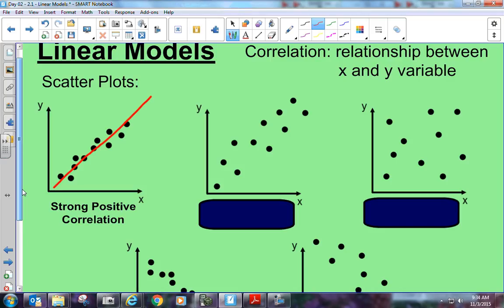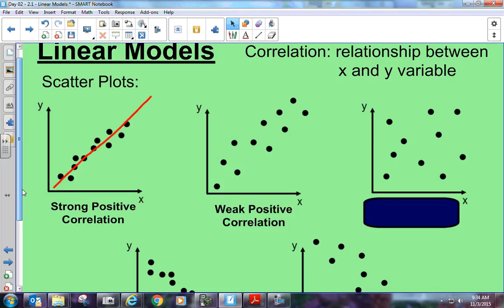All right? So what do you think this top middle one is going to be? Yeah, it's still positive, right? If I were to draw a line of best fit, it'd still be positive, but it's not strong because the dots aren't as close together, right? So that is a weak positive correlation. Again, the line of best fit would still be drawn through there with a positive slope, but the dots aren't as close together. They don't look like as much of a line as these first dots do. So that's a weak positive correlation.